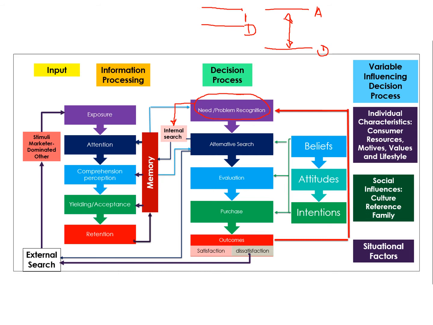And then you might select something else. You might spend a limited amount of time looking at the alternatives and decide, okay, on this occasion I'll try this brand because my brand is out of stock. So this type of problem-solving decision-making process is called limited problem solving.